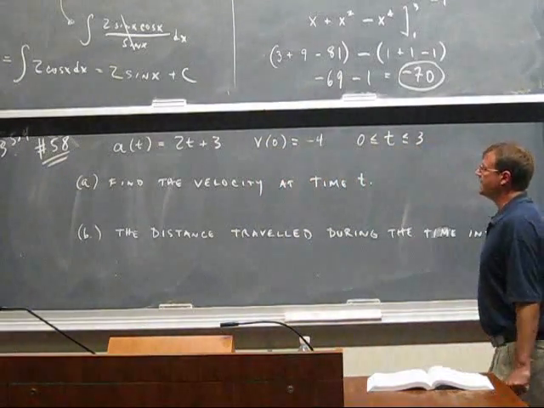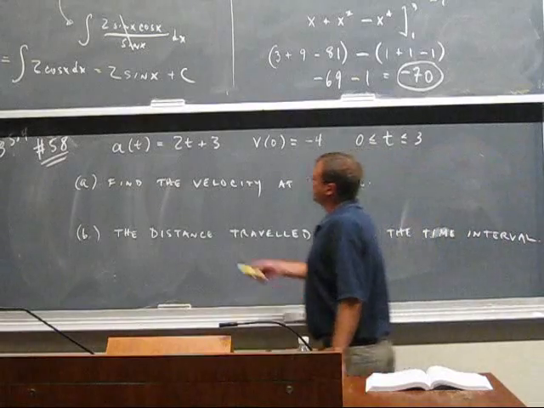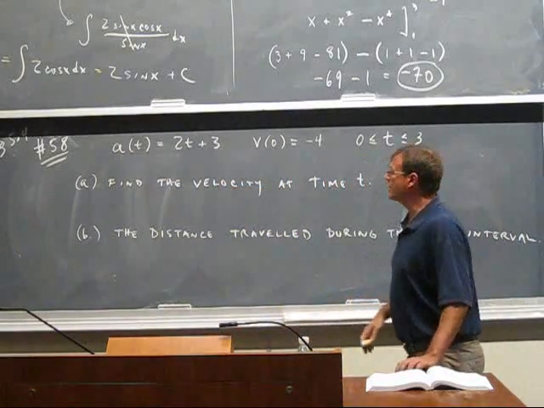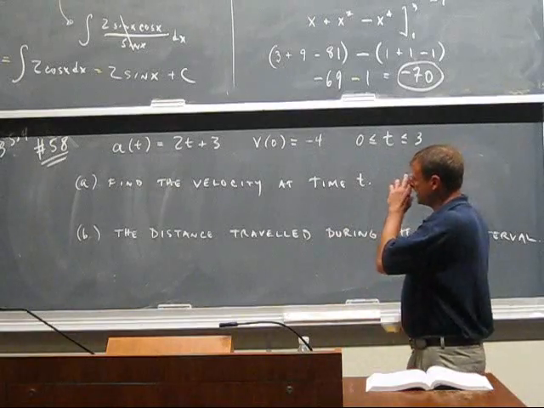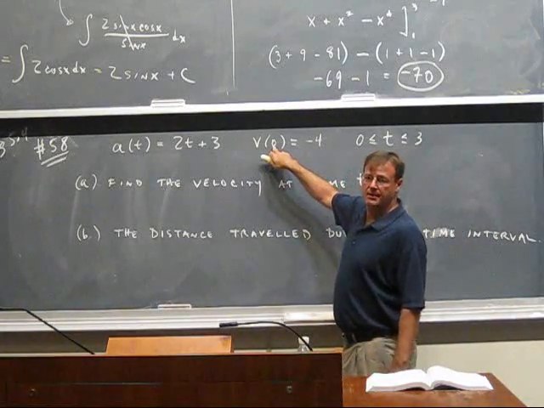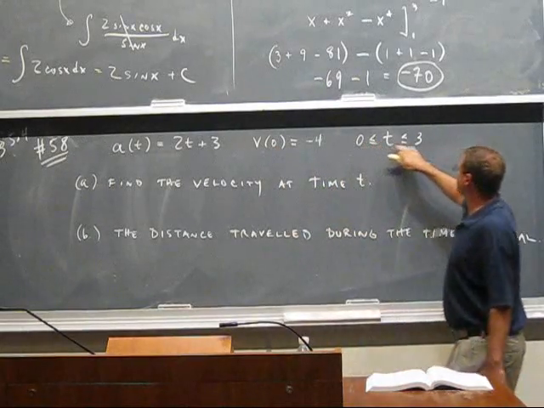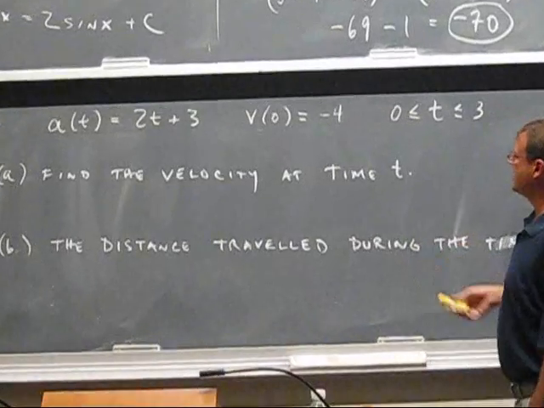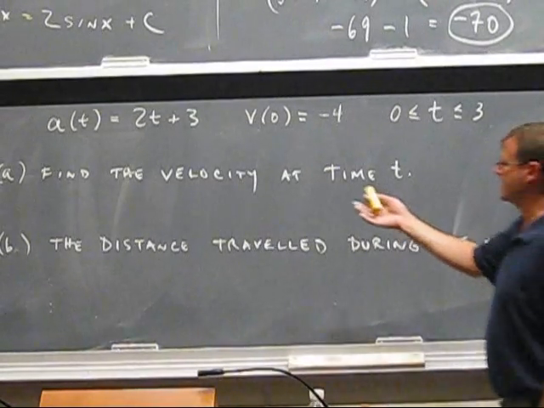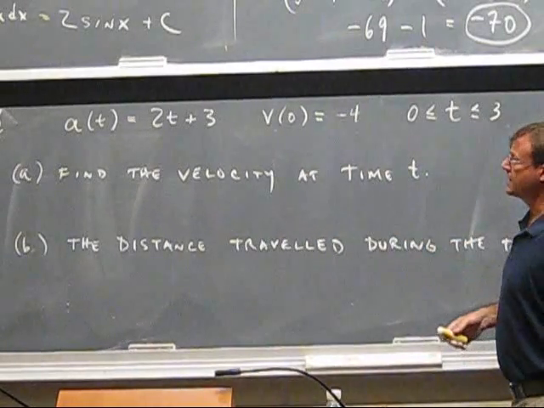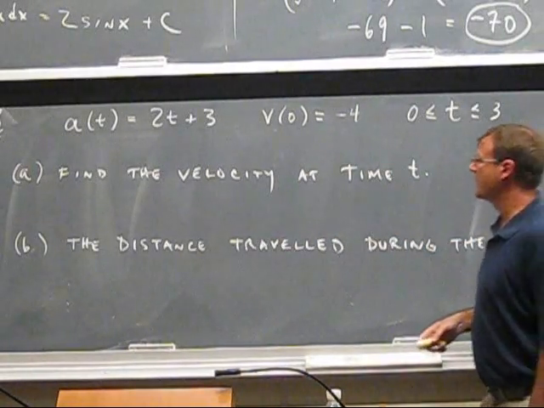This is number 58. You are given in this problem an equation for the acceleration of a particle. This is what you call the initial velocity. Initial because it's when time is 0. And here is your time interval. Two questions. Find the velocity at time t. So what that is asking for is a general equation that represents the velocity, or general function.